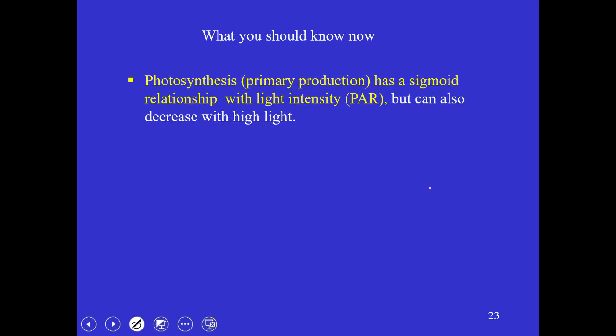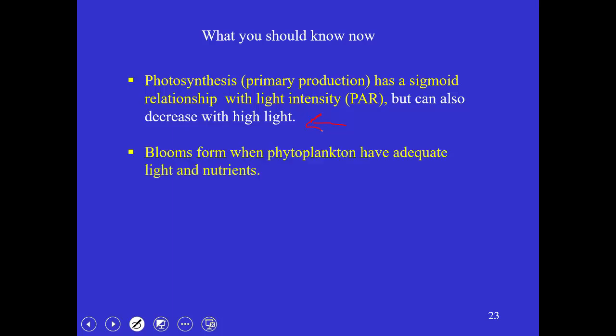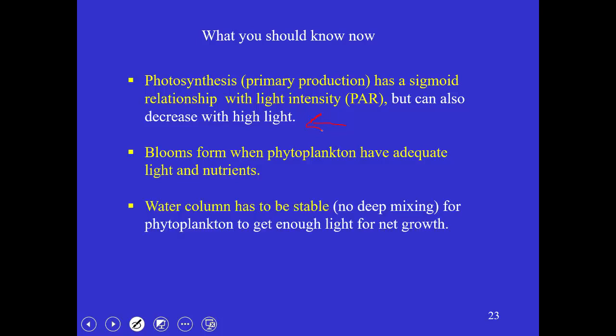Okay, so what you should know now is the sigmoid relationship between primary production and light intensity. You should be aware of the fact that at really high light intensities, the phytoplankton can be not so happy, and actually their rate of primary production decreases. You should know that blooms form when phytoplankton have enough of both light and nutrients.